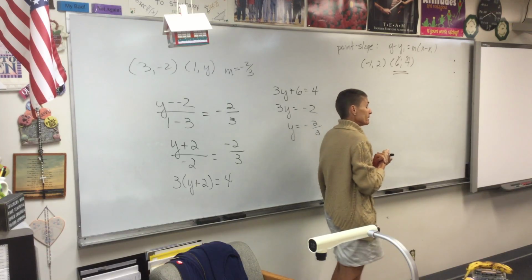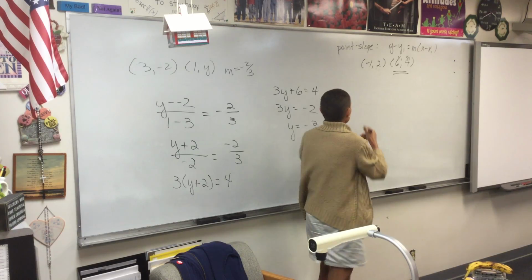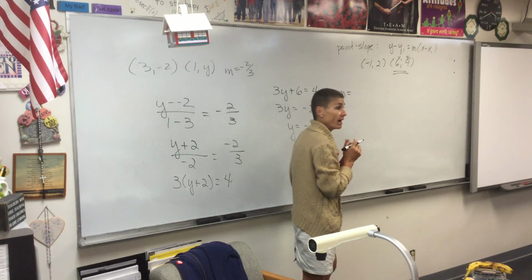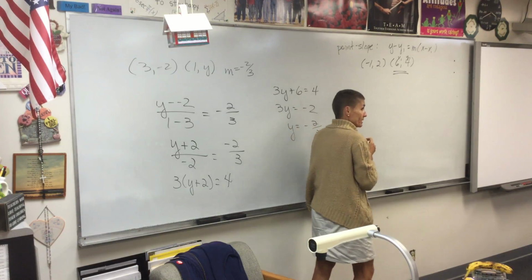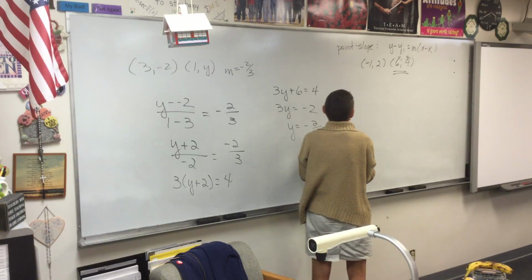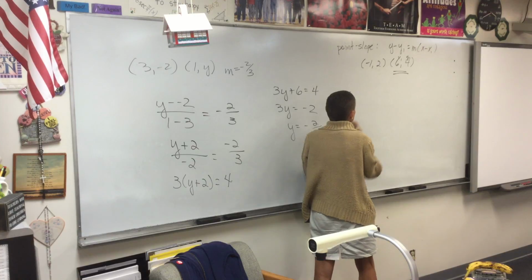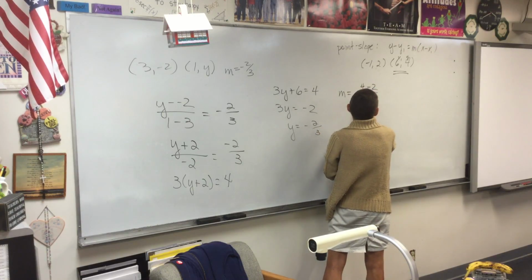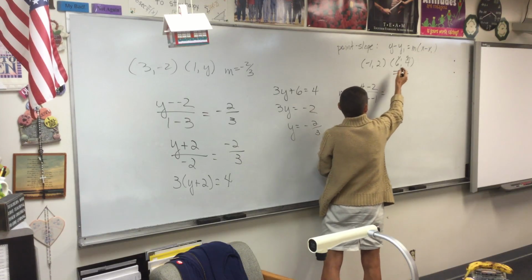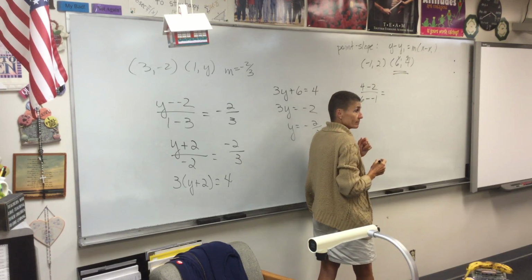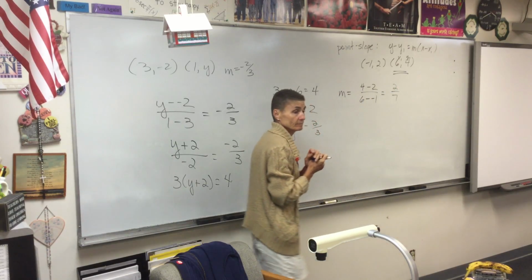Now, I can't plug in my slope until I find it, right? So step 1 is find the slope. Well, we just talked about that. What will the slope be? Perfect. 4 minus 2, 6 minus -1, which is 2/7.